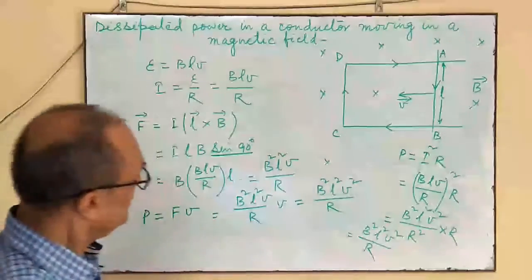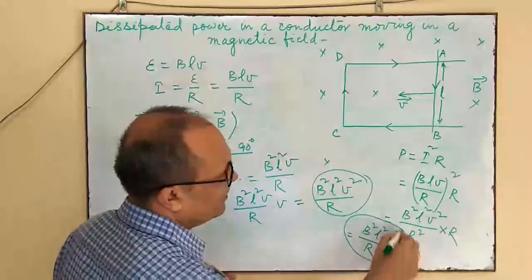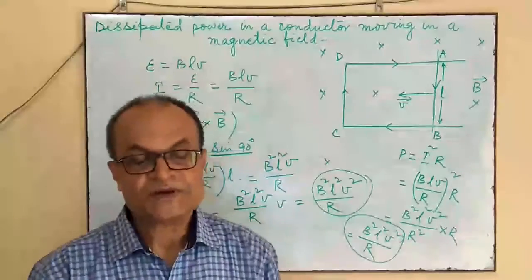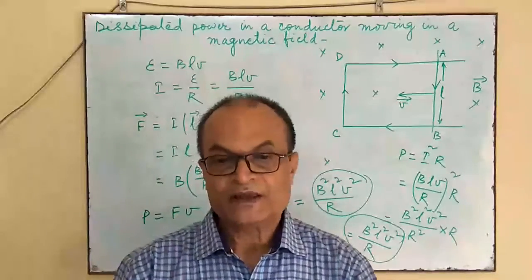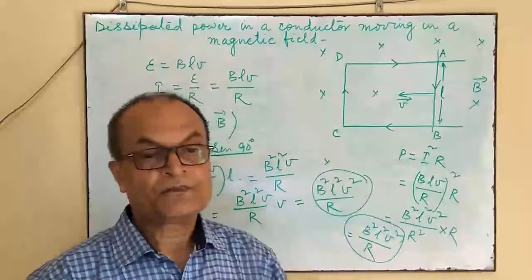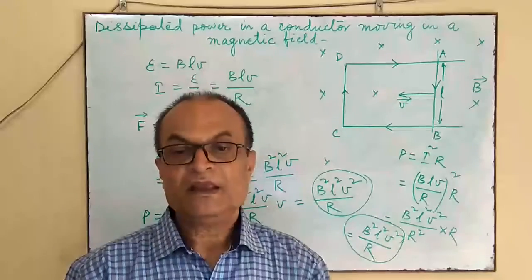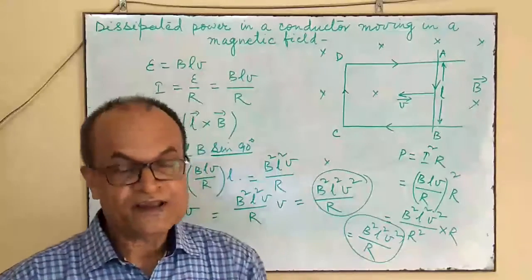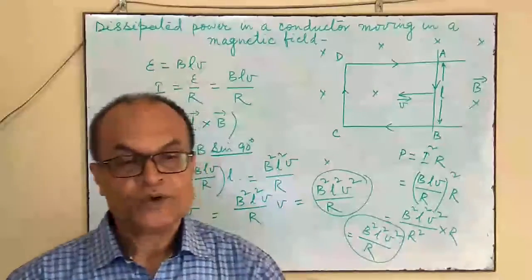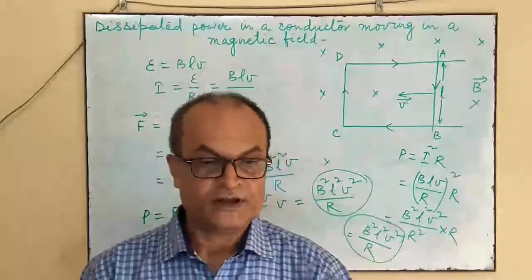So we have seen that both powers are the same. This power is dissipated in the form of heat per second in the conductor. So we can say the mechanical energy used to move the conductor in a uniform magnetic field is changed into electrical energy, which is dissipated as heat as per Joule's law of heating. Thank you.